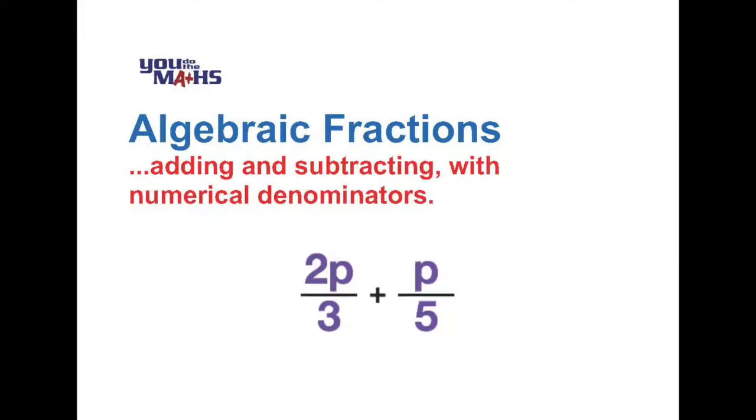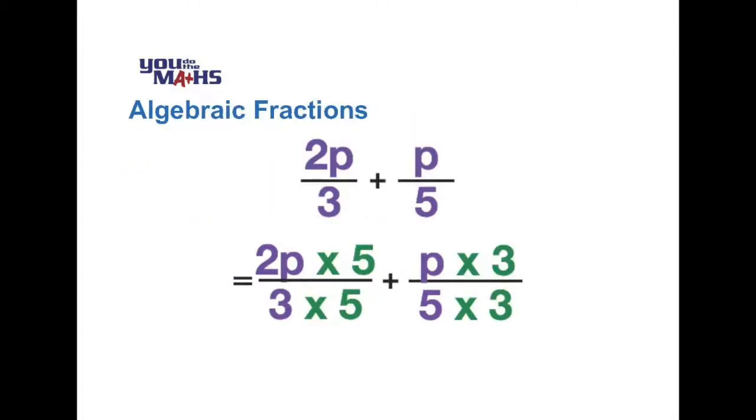In this first example, we can see that the denominators are 3 and 5. The lowest common multiple of 3 and 5 is 15, and we can go through that with a simple checking process by listing all the multiples of 3 and 5. Now when we change the denominators, we multiply the 3 by the 5 and the 5 by the 3 so that we end up with our common denominator of 15. But when we do that, we must change the numerators accordingly.